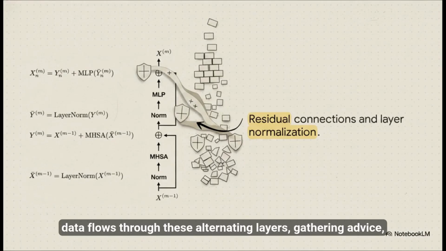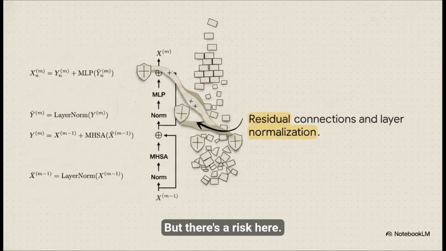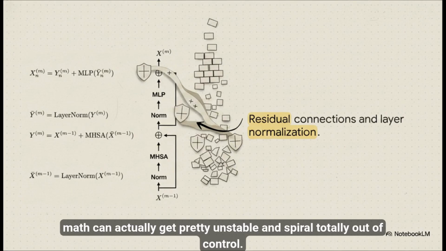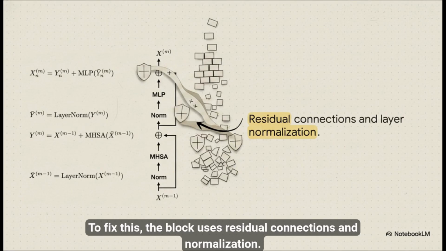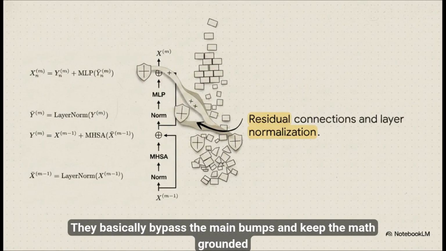As our data flows through these alternating layers, gathering advice, then reflecting on it, it undergoes some really intense mathematical transformations. But there's a risk here. As data gets transformed layer after layer after layer, the math can actually get pretty unstable and spiral totally out of control. To fix this, the block uses residual connections and normalization. Think of them exactly like shock absorbers on a car. They basically bypass the main bumps and keep the math grounded and stable, ensuring the model keeps learning without crashing.